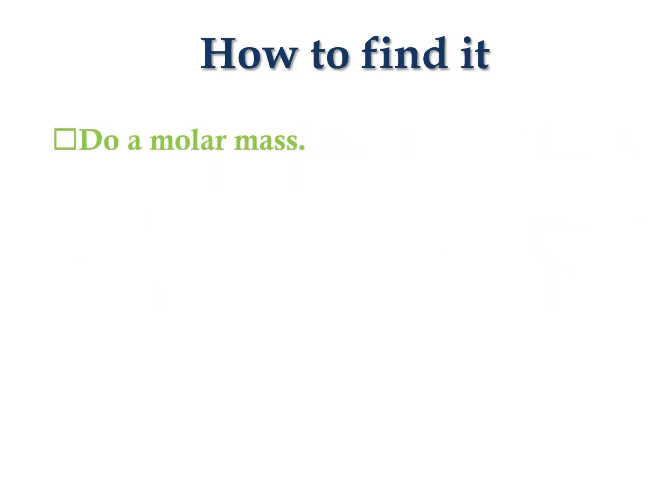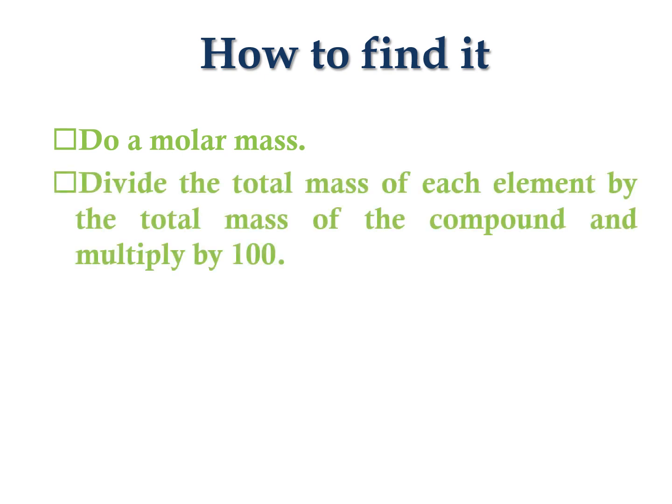Okay, so this is how you're going to find it. You're going to do a molar mass, just like I showed you. In the example with water, 2 times the molar mass of hydrogen, which is 1.01, would be 2.02, and then 1 oxygen times 16 would be 16, then add it together. That's the molar mass. Then you're going to take each of the elements' totals divided by that molar mass you calculated times 100, and that will give you the percent by mass of each element in the compound.